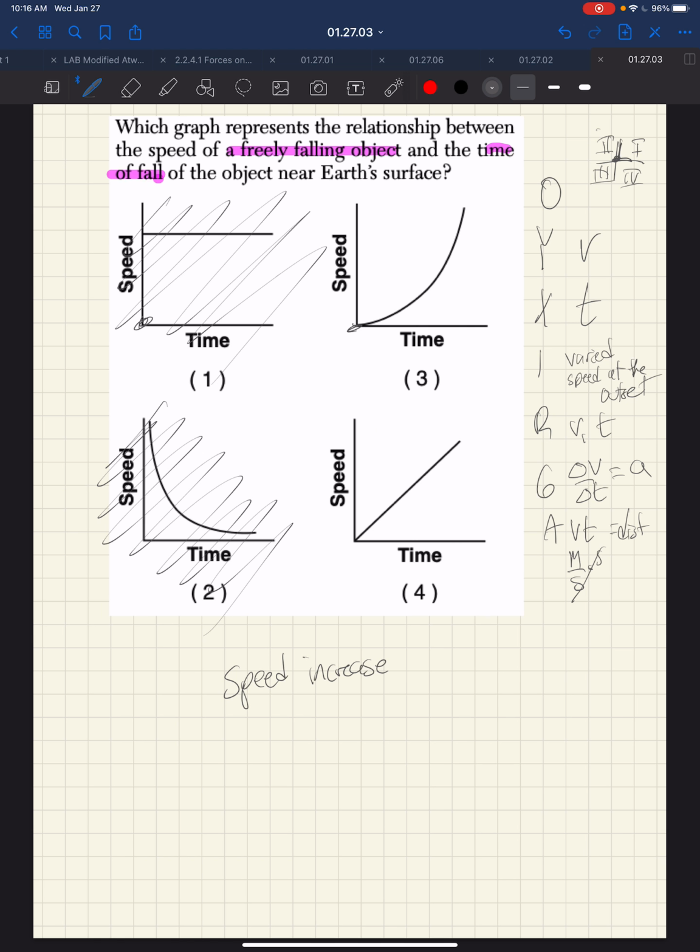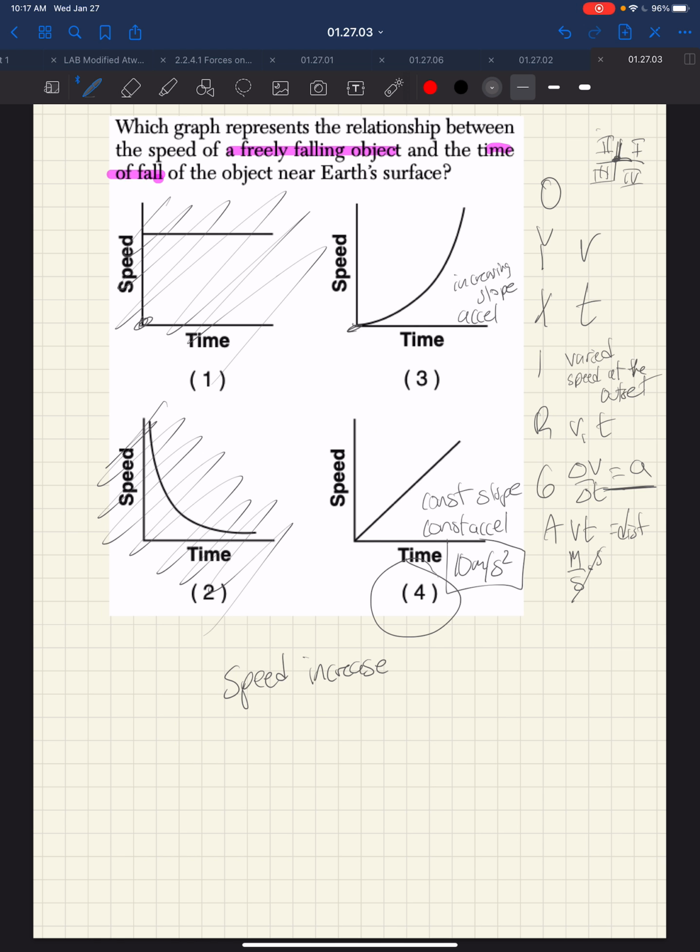Now the difference between these two is that this one has a constant slope. Number 4 has a constant slope. And choice 3 has an increasing slope. And the slope is the acceleration. So this is increasing acceleration, and the constant slope means constant acceleration. Well, the acceleration caused by gravity is 10 meters per second squared, and that's basically constant near the surface of the Earth. That's why choice 4 is the best answer.